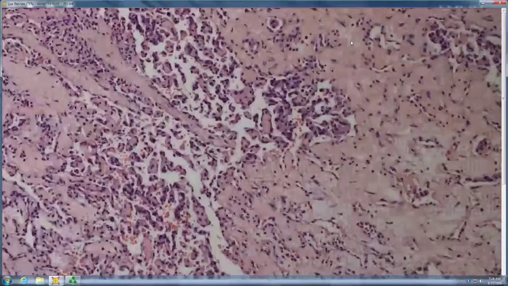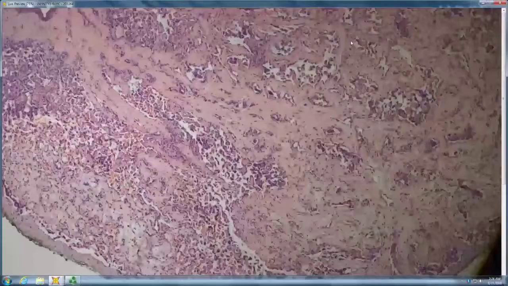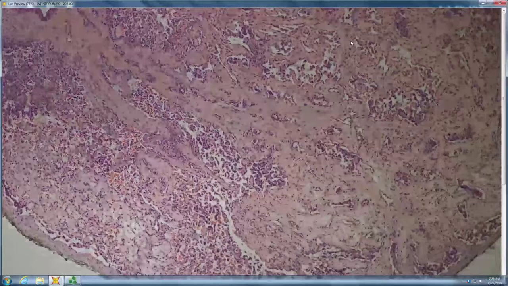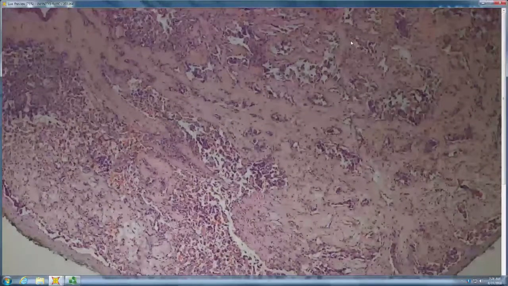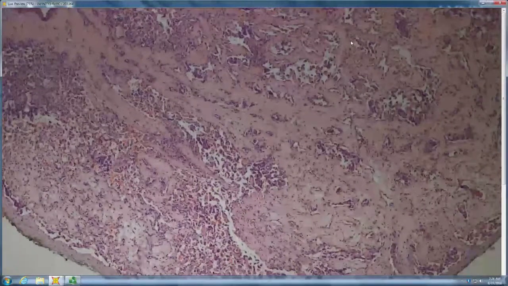Anyone want to jump in? IPEH. So, IPEH, intravascular papillary endothelial hyperplasia of Masson. I see. So, very good.